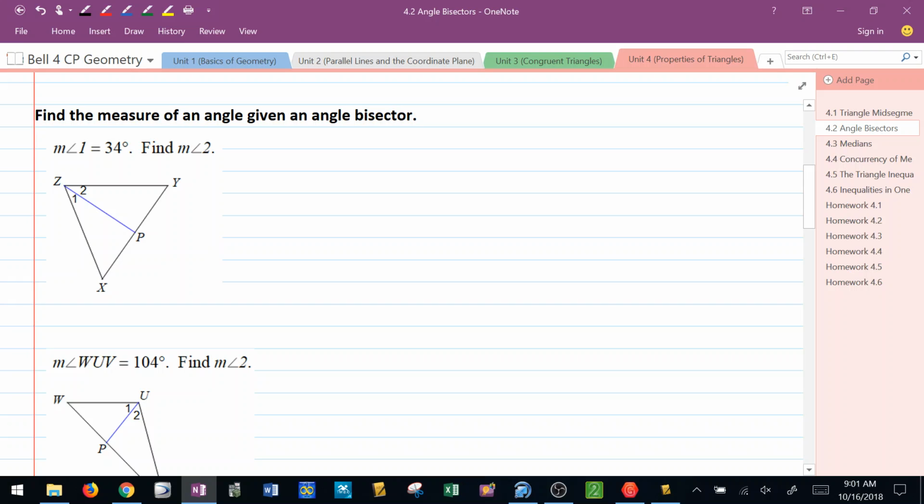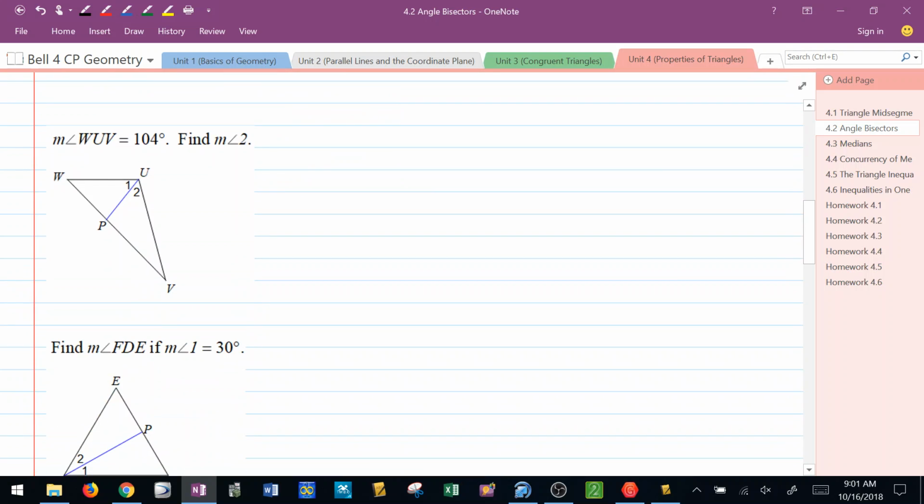All right, so the first scenario, I see that ZP is an angle bisector. They give me the measure of angle 1 and they want me to find the measure of angle 2. I know that the measure of angle 1 has to equal the measure of angle 2 if ZP is an angle bisector. If the measure of angle 1 is 34, then the measure of angle 2 is 34. I prefer to write it like this, though. All right, that's simple.